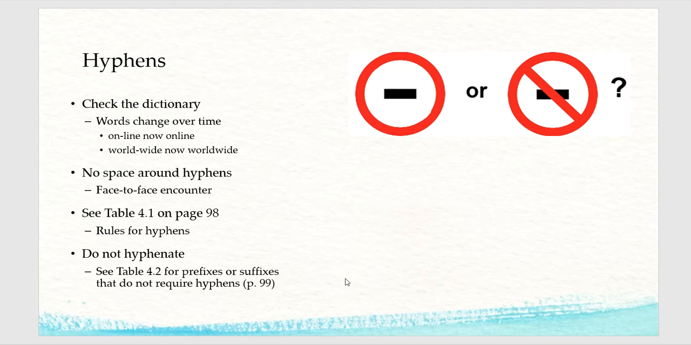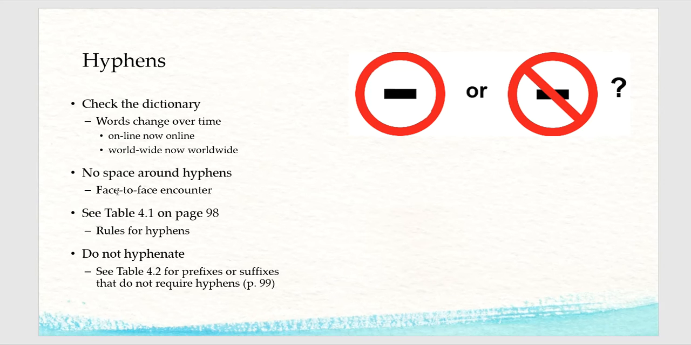One piece of advice I have for you is check the dictionary, because words change over time, and usually the dictionary will have information that will help you to decide whether something is hyphenated or not. For example, online used to be hyphenated, now it's one word. Same thing with worldwide, used to be hyphenated, now it's one word.